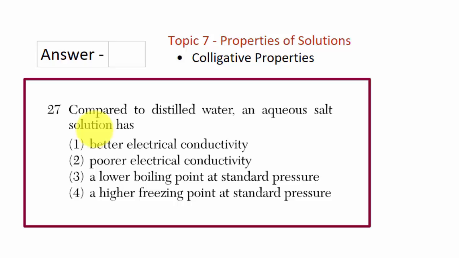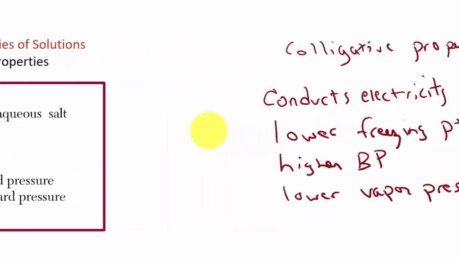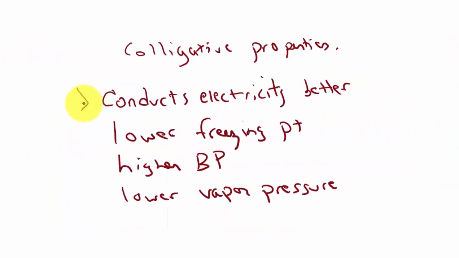Question 27. Compared to distilled water, an aqueous salt solution has... Well, something's going to change when you dissolve salt into water. These changes that are caused when you dissolve a solute into a solvent are called colligative properties of the solution, and they include the ability to conduct electricity will increase, you will lower the freezing point of the solution, you will raise the boiling point of the solution due to the fact that you're going to be lowering the vapor pressure of the solution when you dissolve something into the solution.